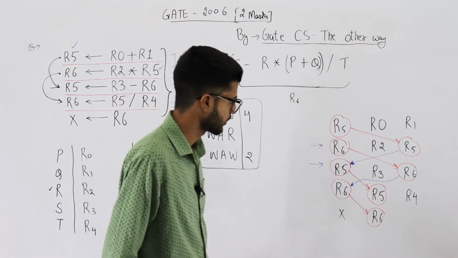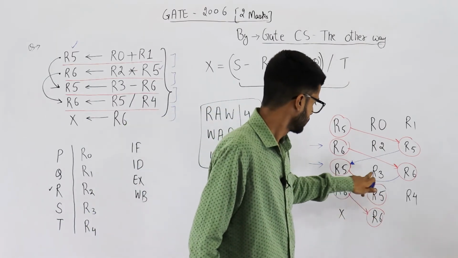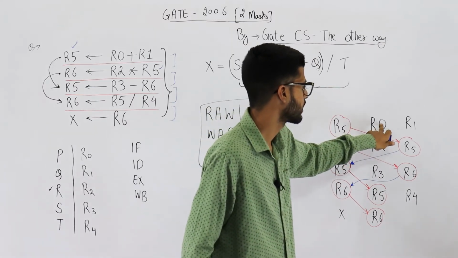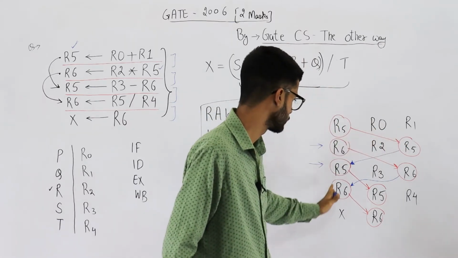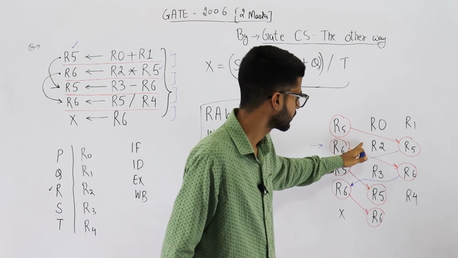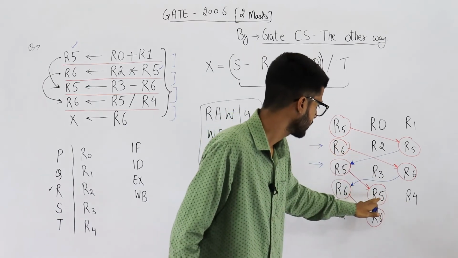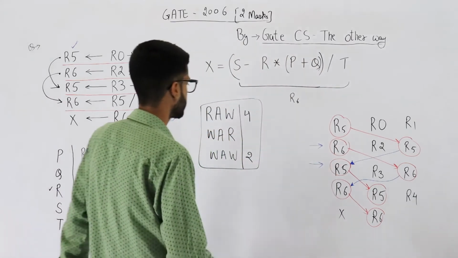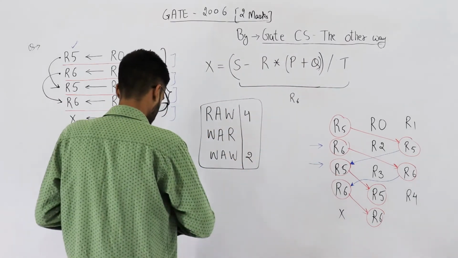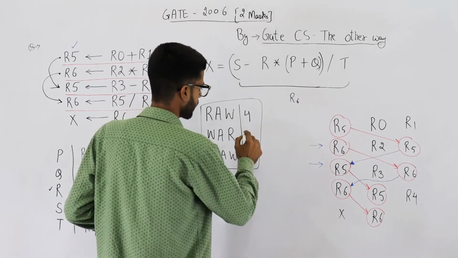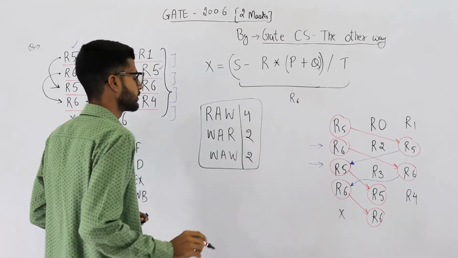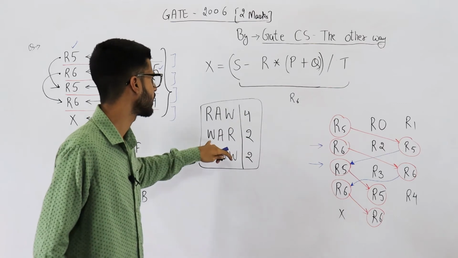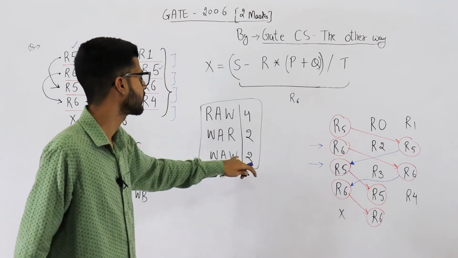Anything else? No, I don't think so, because R0, R1 and R2 are never used on this side, so we don't need to consider them. R5 and R4 are not used. Yeah, so that's it. So these are also 2 in number. So your answer is 4, 2, 2. Read after write are 4 in number, write after read are 2 in number, and write after write are 2 in number.